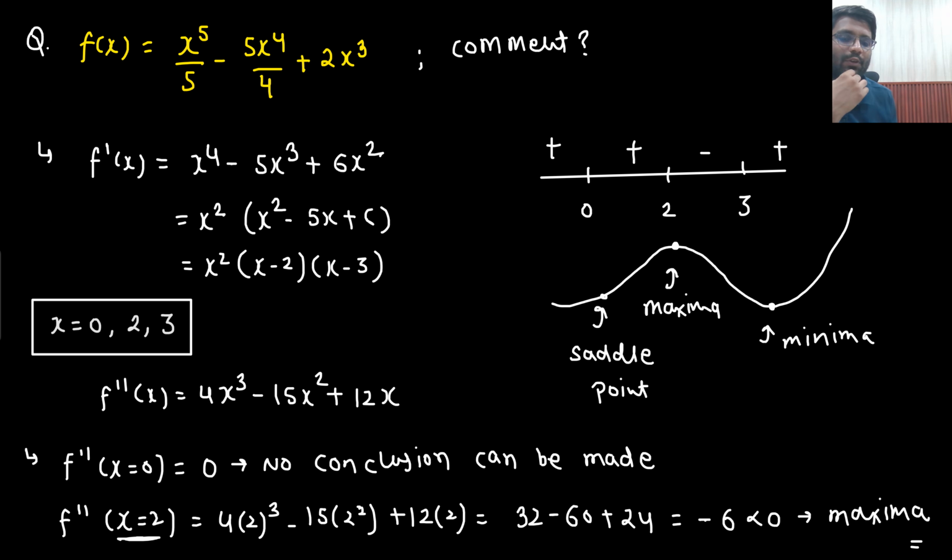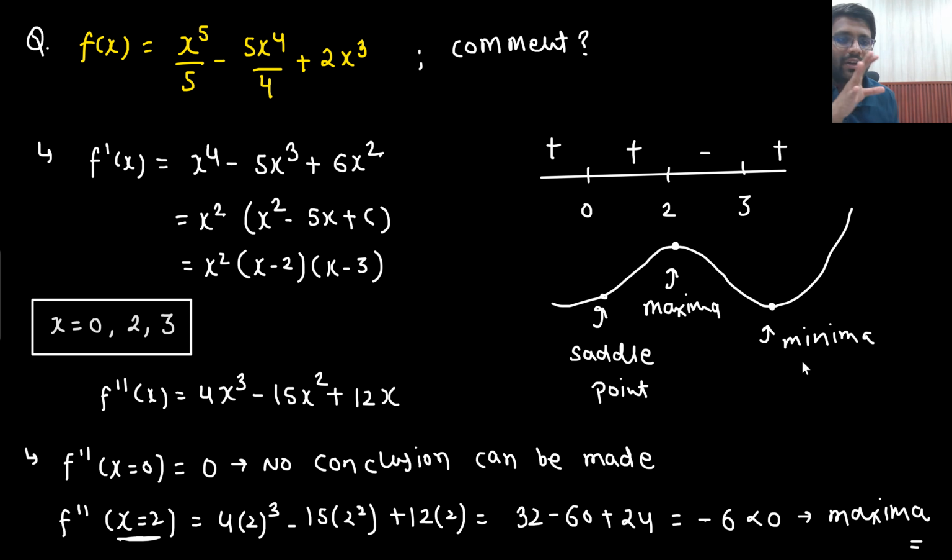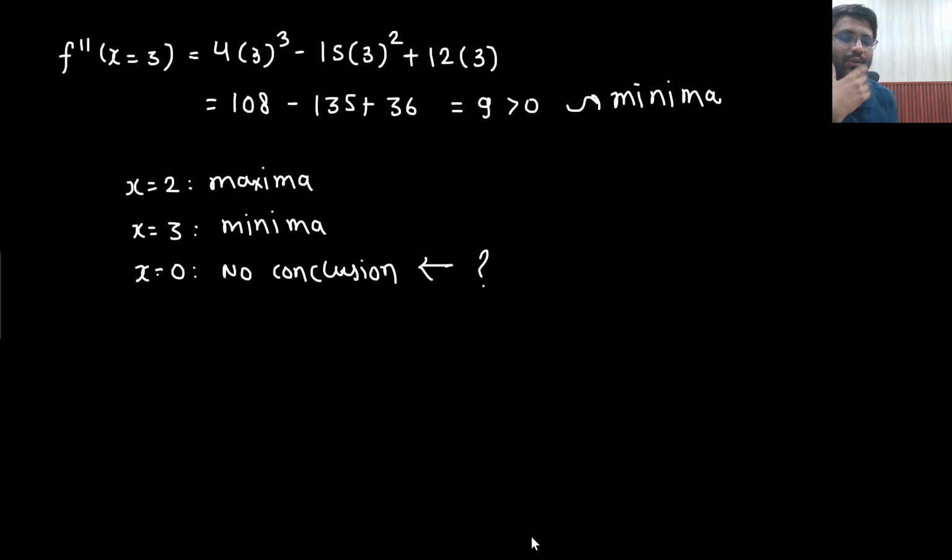So for x equals 0, what do we do now, sir? If I don't want to treat it as an engineering subject, if I want to study as a JEE student, then what do I do? In the examination, if they ask you what x equals 0 is, you will be able to comment, sir, it is surely a saddle point. But if you don't know how to draw this graph, then what you will do? X equals 0, sir, no conclusion.